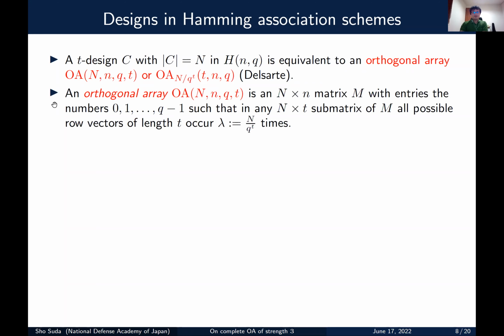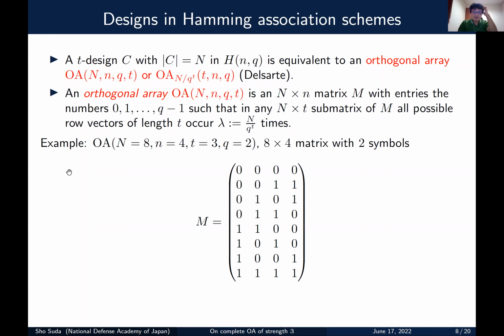Many of you already know the definition of an orthogonal array, but I want to define it. It is an N times n matrix M with entries from 0 to Q minus 1, such that in any N times T submatrix of M, all possible row vectors of length T occur exactly the same number of times. In this case, that value is equal to N over Q to the T.